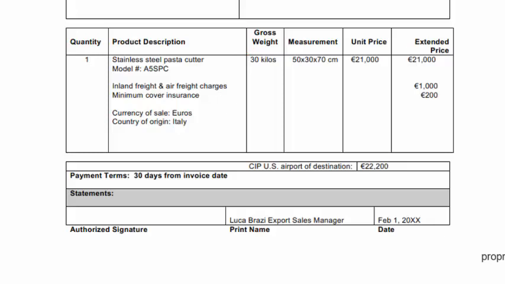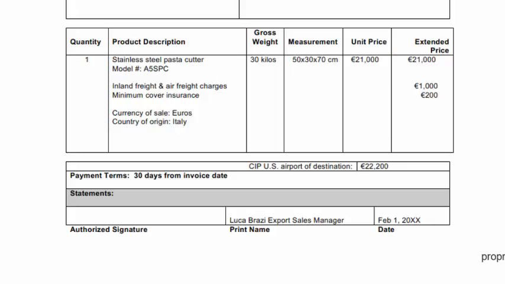Moving across, the unit price, 21,000. But 21,000 what? The symbol there is for the euro, but we want to be explicit. So you'll notice in the lower left-hand side, currency of sale, euro. Very important to be emphatic about that currency of sale for an extended price of 21,000.